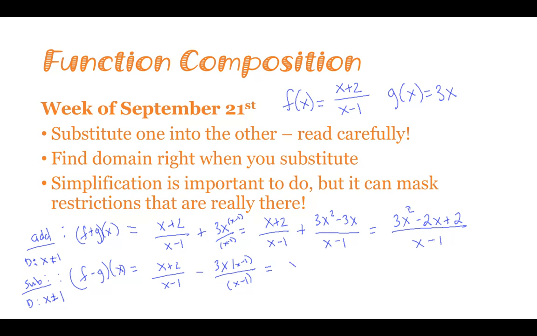So you've got x plus 2 over x minus 1 minus 3x squared minus 3x. I didn't distribute a negative 3x, I just distributed the 3x, all over x minus 1. So when I go to simplify this, I get a negative 3x squared. X minus negative 3x is 4x plus 2, all over x minus 1.